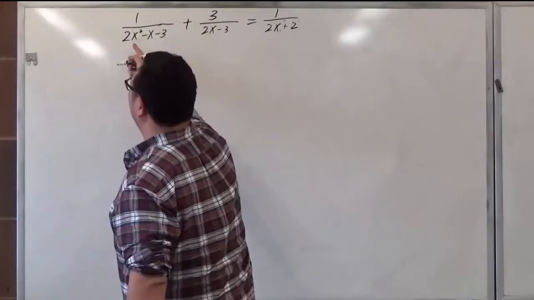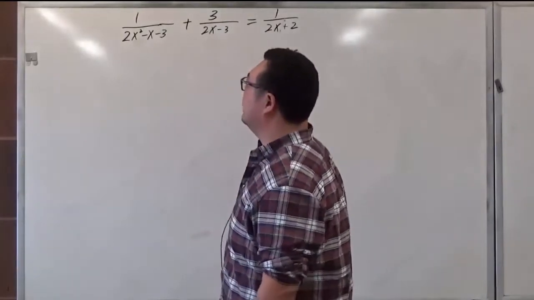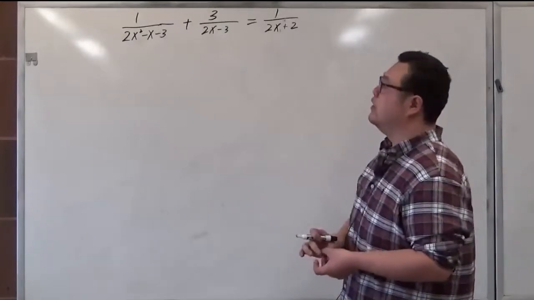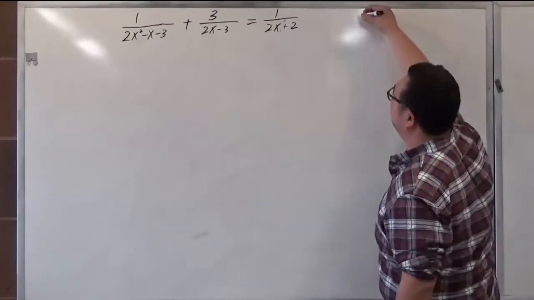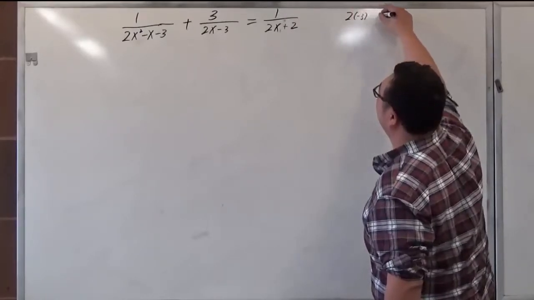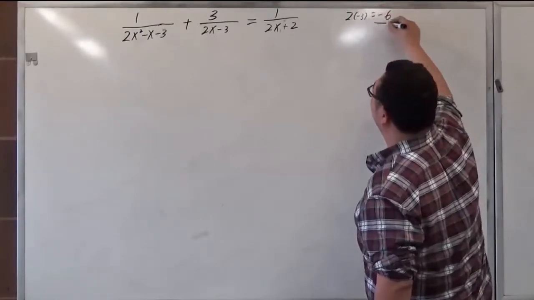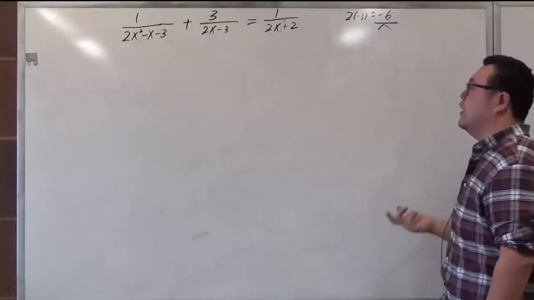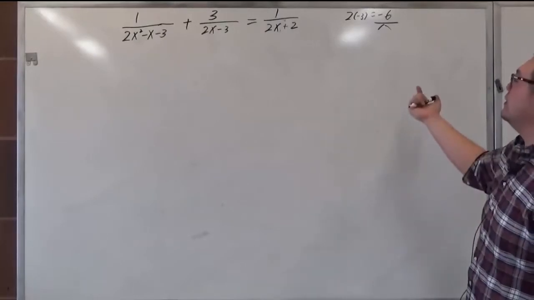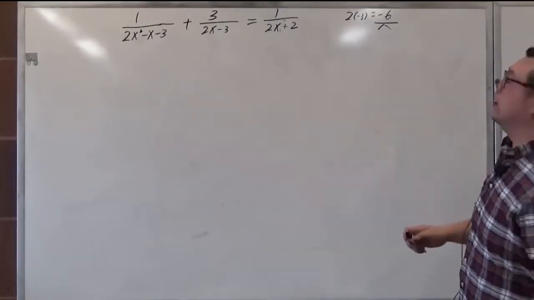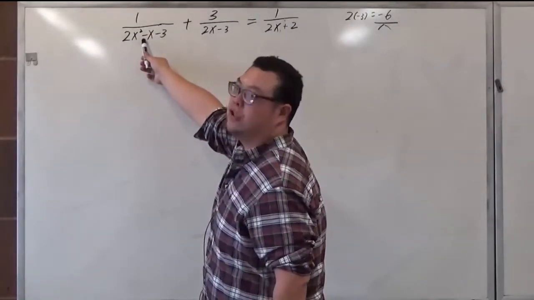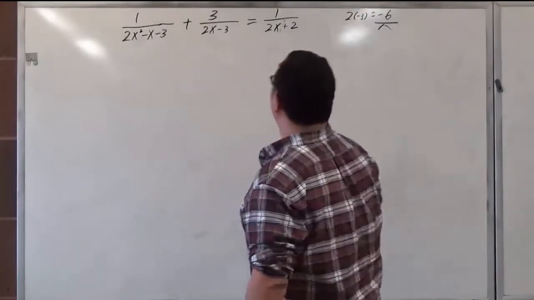The first term has 2x squared minus x minus 3. What we're going to do is use the AC method. Our A is 2 and our C is negative 3, which multiplied together give negative 6. We need to figure out the pair of numbers whose product is negative 6 and whose sum is negative 1.